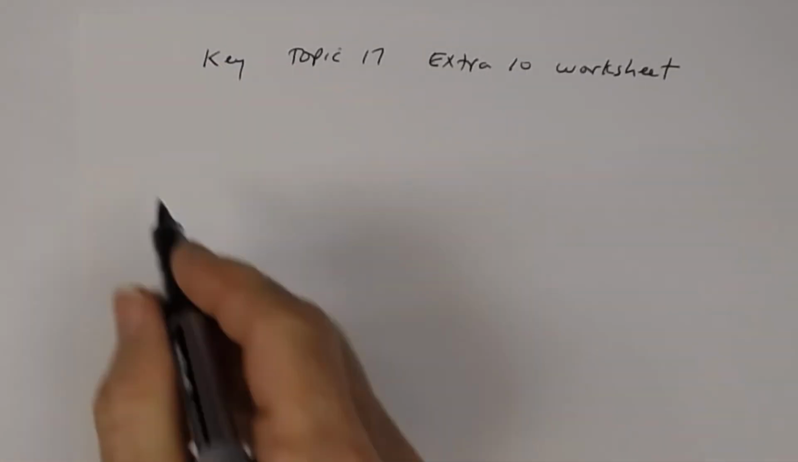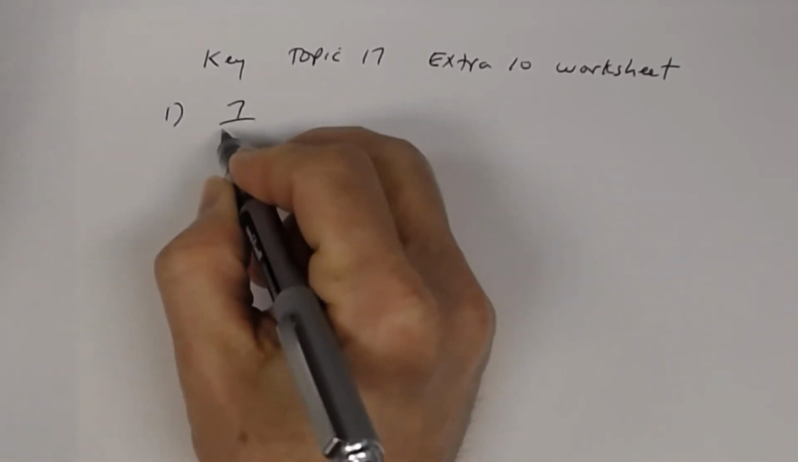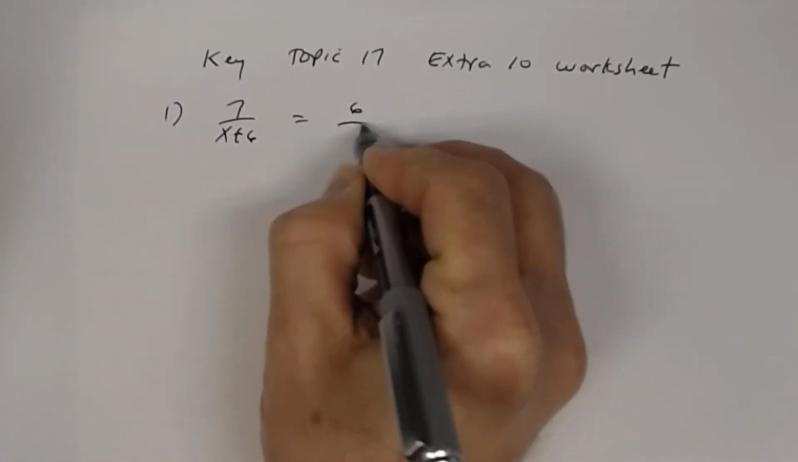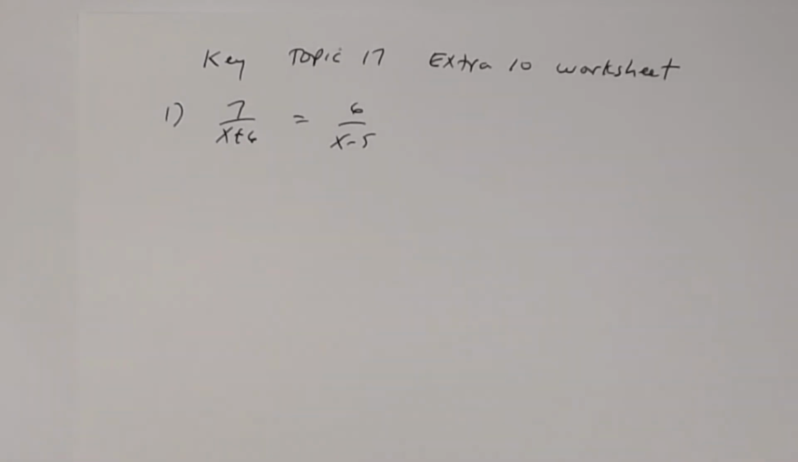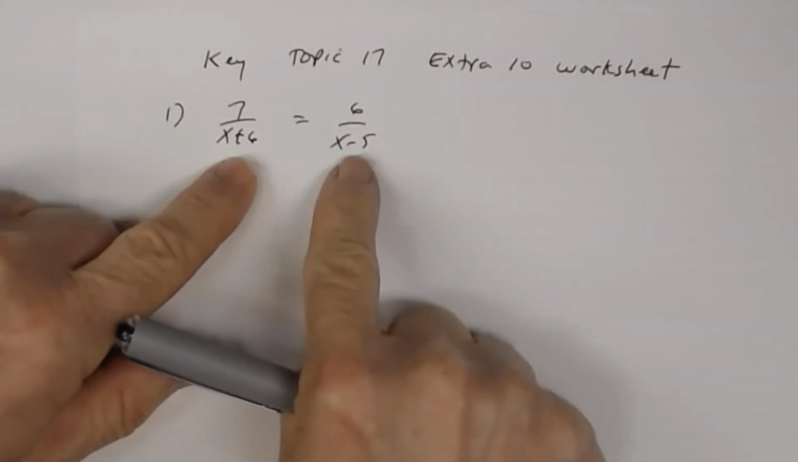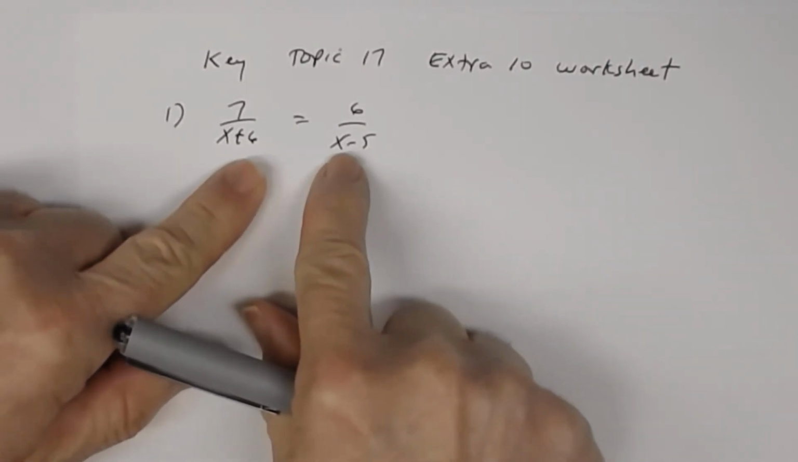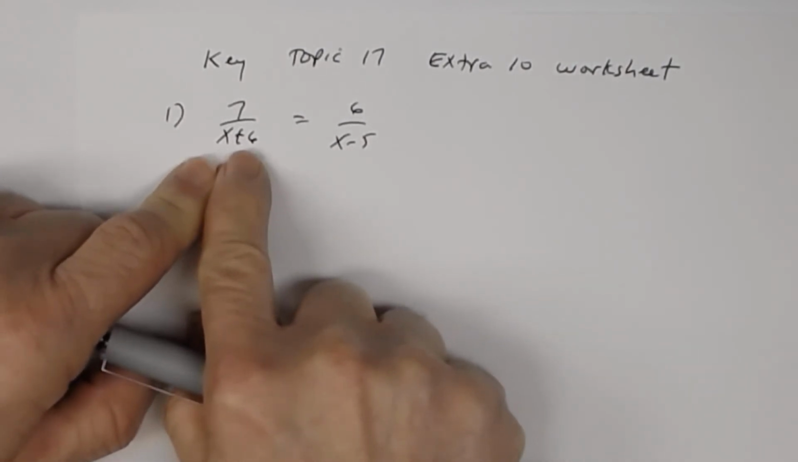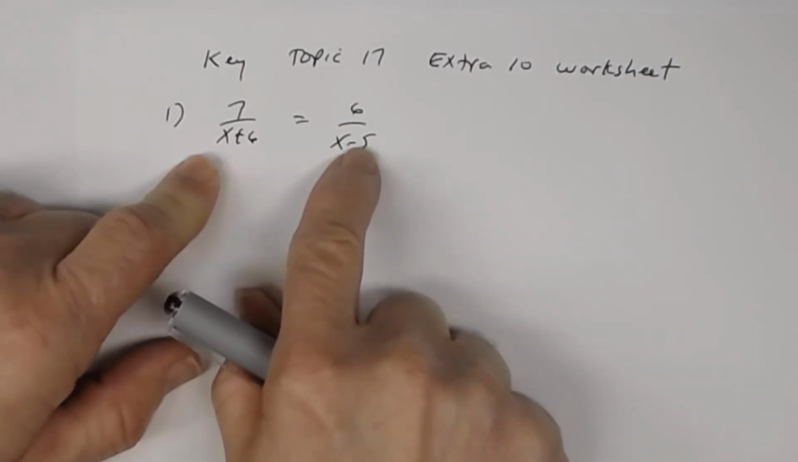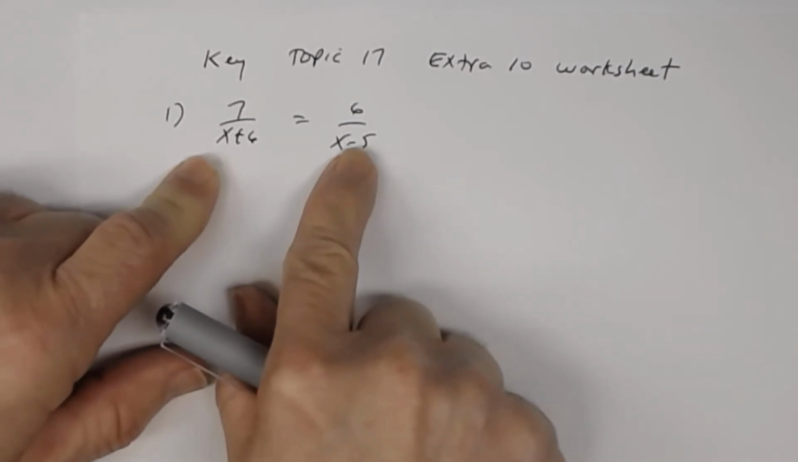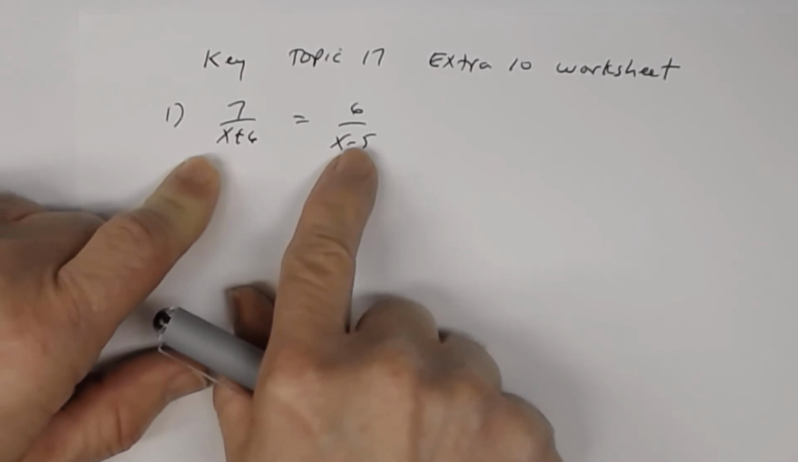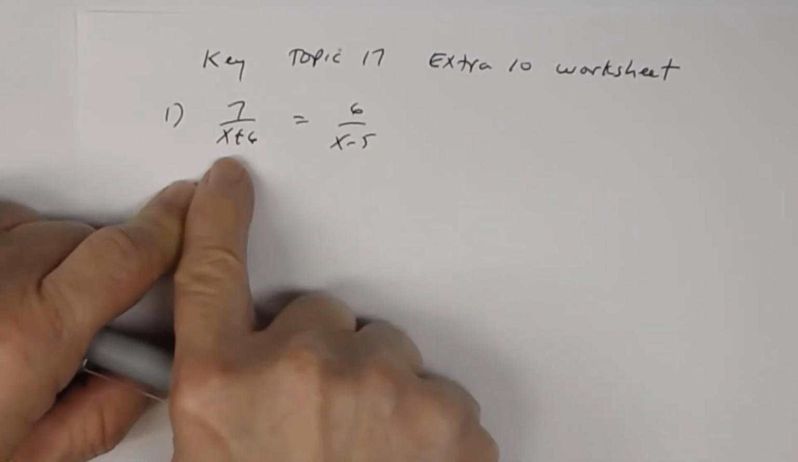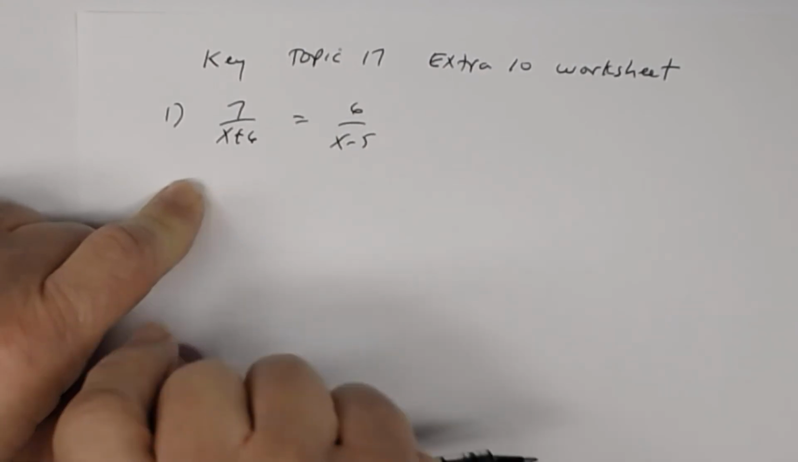Number one, we have 7 divided by x plus 6 equals 6 divided by x minus 5. Now this is an easy kind in the fact that the denominators are already in factored form. In other words, you can't do anything else with it. X plus 6 is x plus 6. You cannot factor that. The GCF is 1. X minus 5 is x minus 5. You cannot factor that. The GCF is 1. It's also easy in the fact that you only have one rational expression on the left side and only one on the right side.